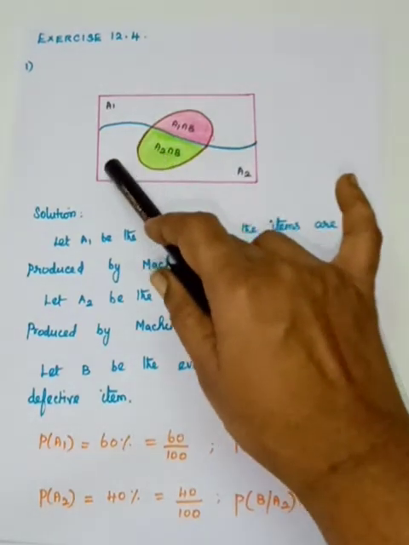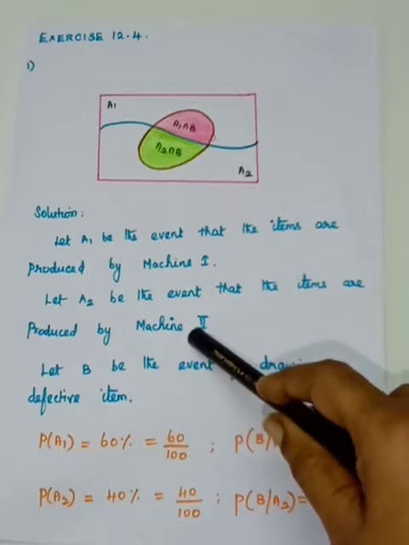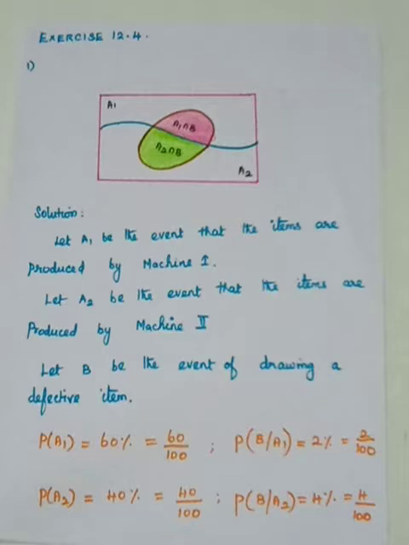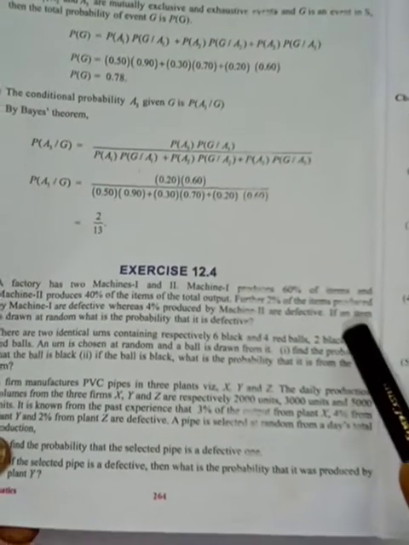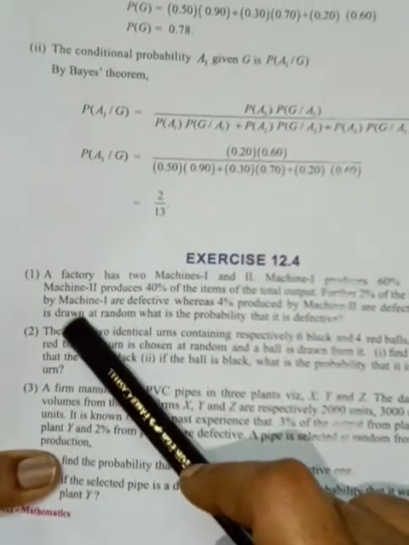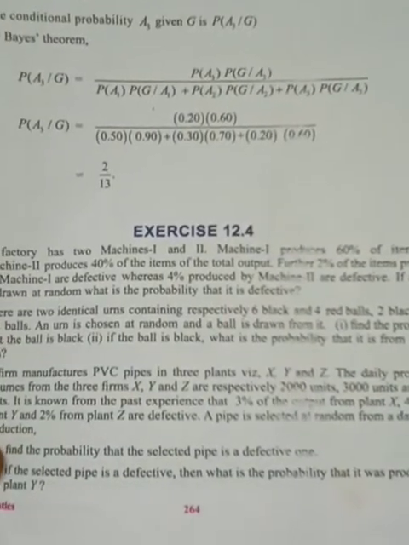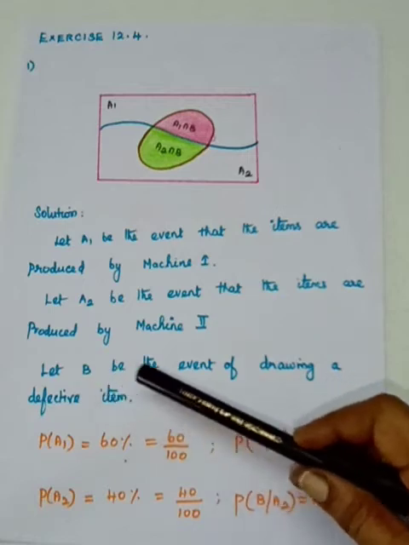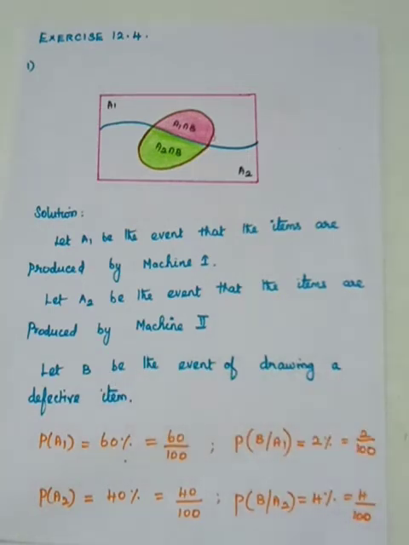So these are nothing but the items produced by machine 2. And here, what is asked in the question: if an item is drawn at random, what is the probability that it is defective? What is asked has to be taken as event B. So let B be the event of drawing a defective item.